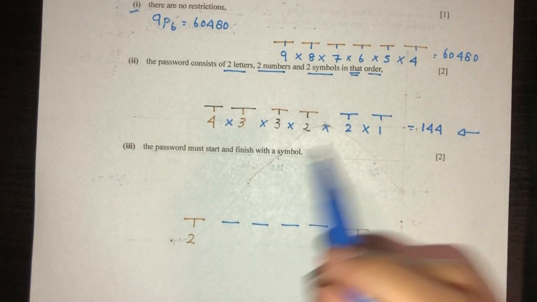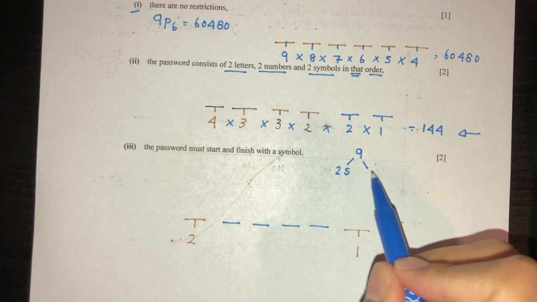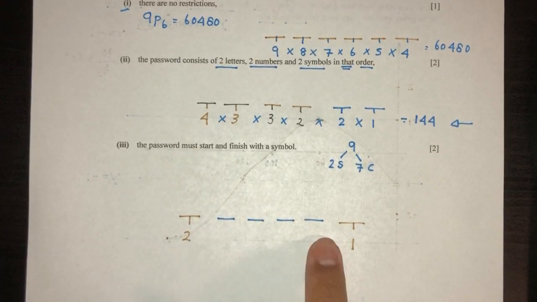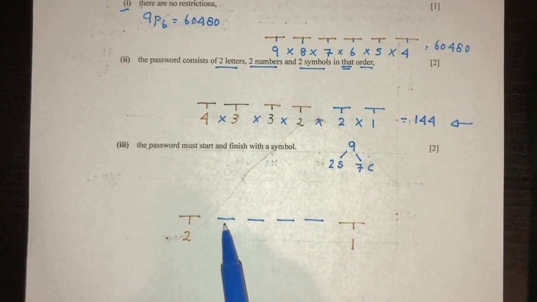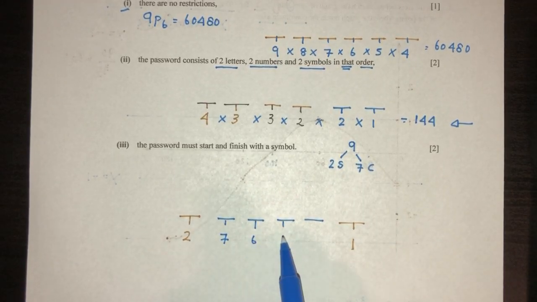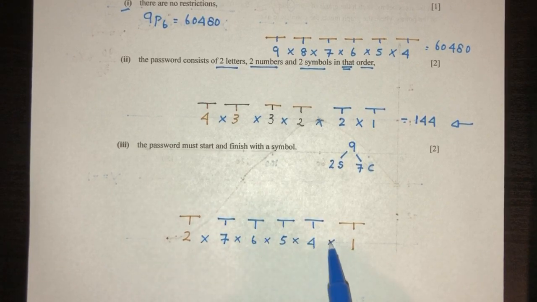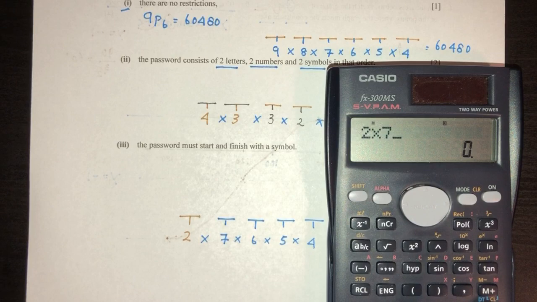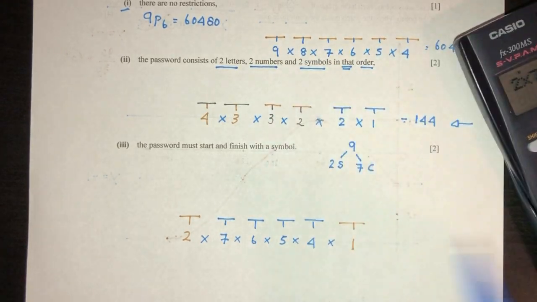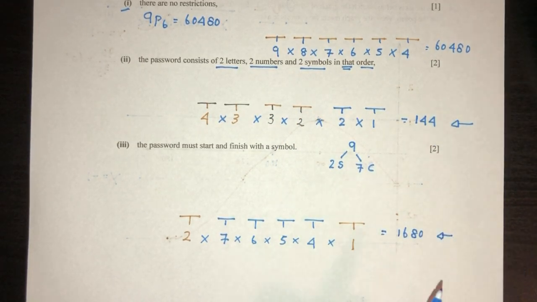And then, so let's break this down. Basically we have 9 characters in total. We have 2 symbols and then 7 characters. So in here in between there's no condition. We can put anything we want to. So for the first one we have 7, right? And then we have 6, 5, 4 choices. So let's multiply to find your answer. That will be 2 times 7 times 6 times 5 times 4 times 1. That will be 1680. And this is your answer for part 3.